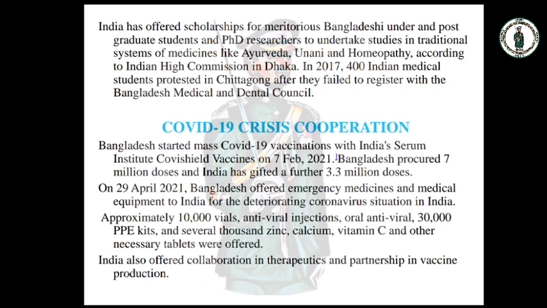Then talking about the COVID-19 crisis cooperation, Bangladesh has recently procured 7 million doses of COVID vaccine from India, and India has also gifted further 3.3 million doses. And on 29th of April this year, Bangladesh has offered emergency medicines and medical equipment to India for the deteriorating coronavirus situation in India, where approximately 10,000 vials, oral antiviral, 30,000 PPE kits were offered, and India has also offered collaboration in therapeutics and partnership in vaccine production.